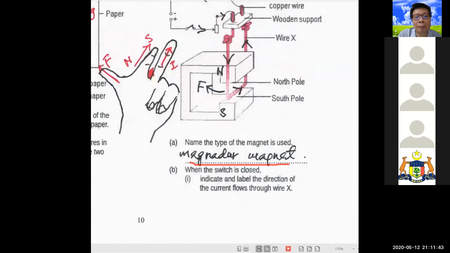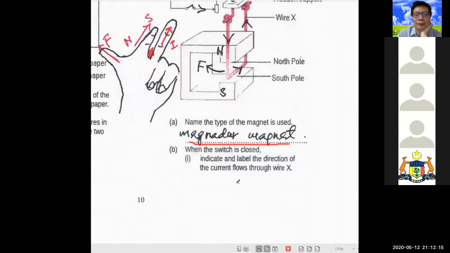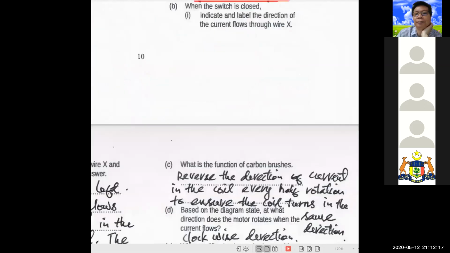Ang Xiao Hui, teacher, the spelling is magnetur? M-A-G-N-E-T-U-R? Not D-O-R, lah. Ang Xiao Hui, okay? Got it or not, Ang Xiao Hui? Okay, thank you. All right, next question.